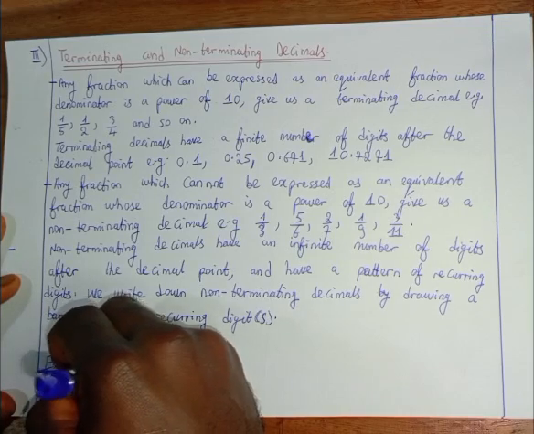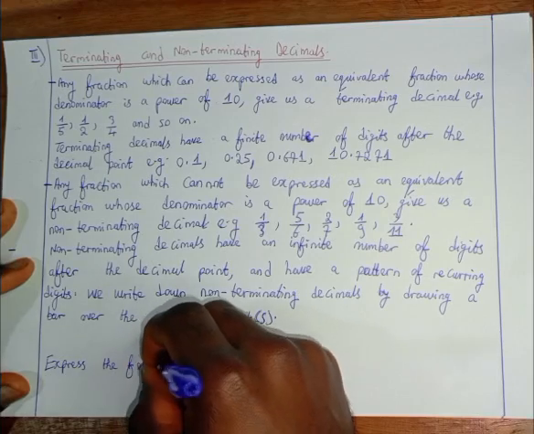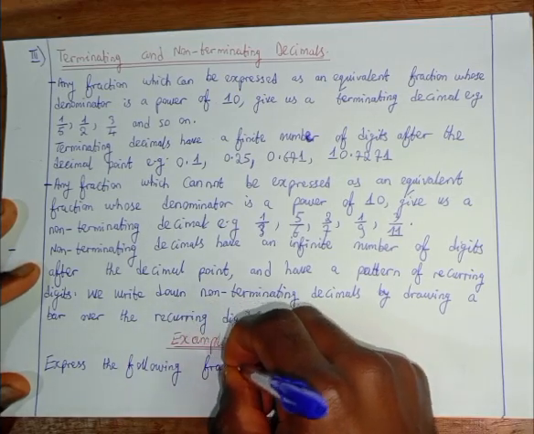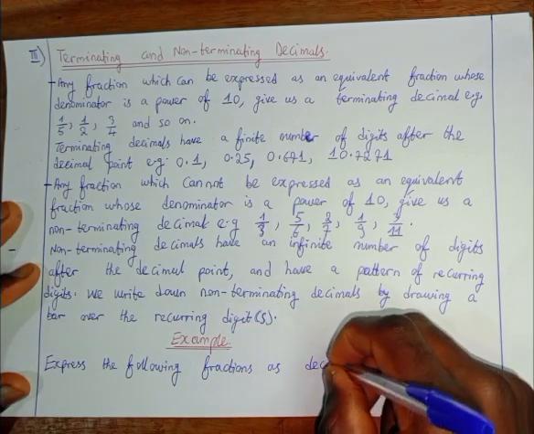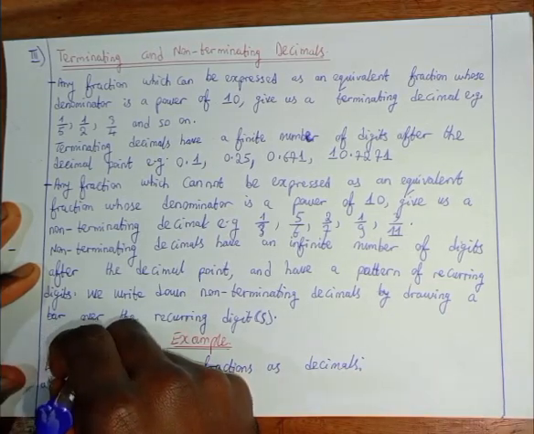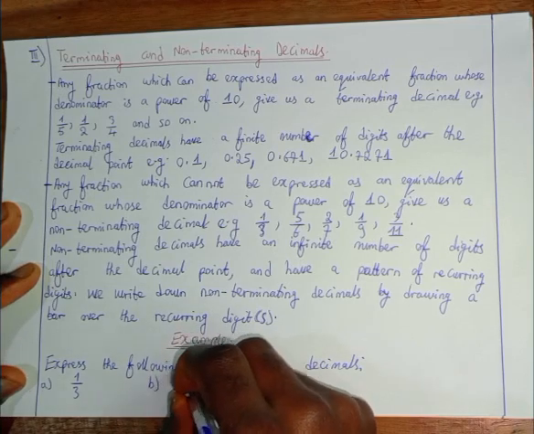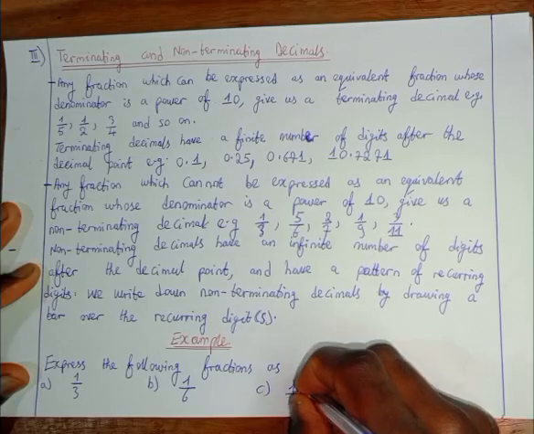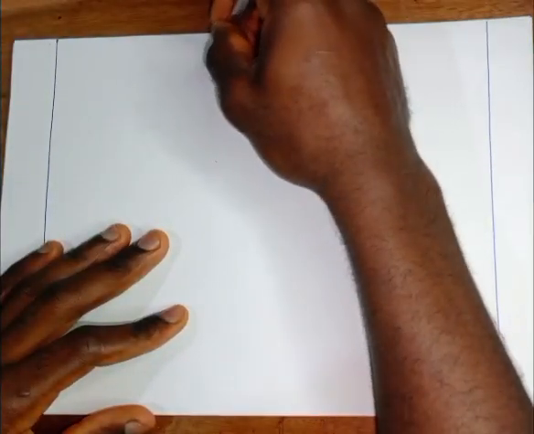Express the following fractions as decimals. For A, we have 1/3. For B, we have 1/6. For C, we have a mixed fraction, 10 and 1/9. We take down the solution.